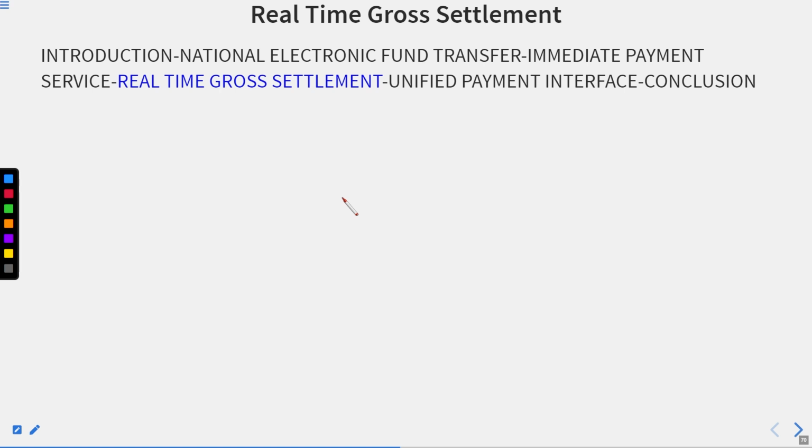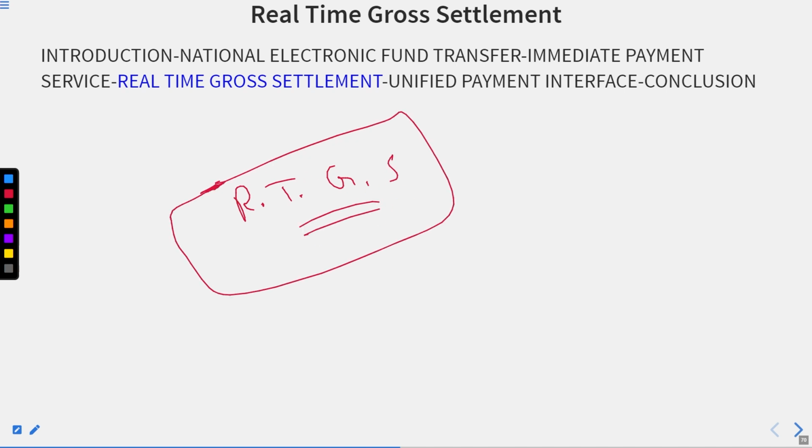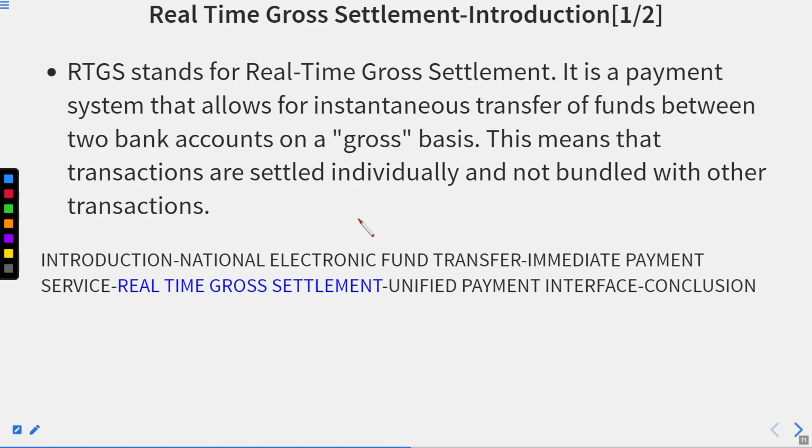So after finishing the 2 payment systems, now we have to learn about another one, which is known as the real-time gross settlement, in short also known as RTGS. So what do we mean by this? Let's understand. RTGS, which stands for the real-time gross settlement payment system, allows for instantaneous transfer of funds between 2 bank accounts on a gross basis. This means that transactions are settled individually and not bundled with other transactions.